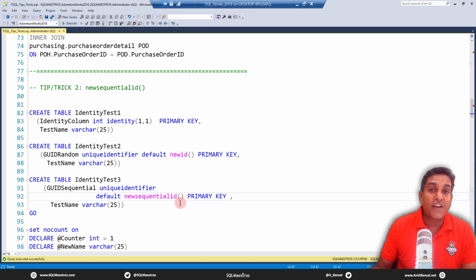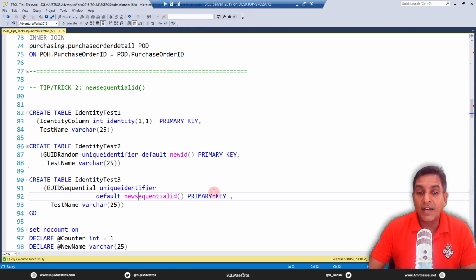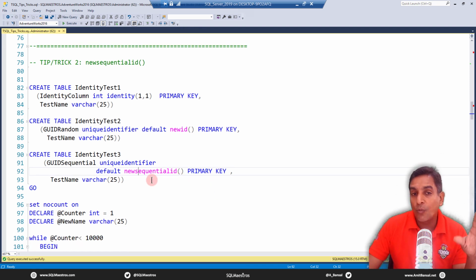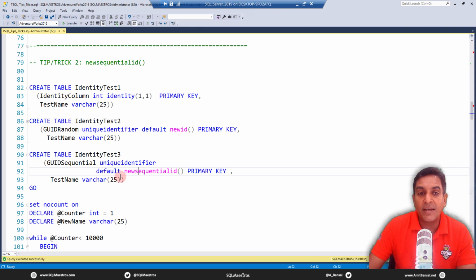And this means that fragmentation will be nil, will be 0, or will be minimal, right? This is what we want to test. So what I'm going to do is create multiple test tables.